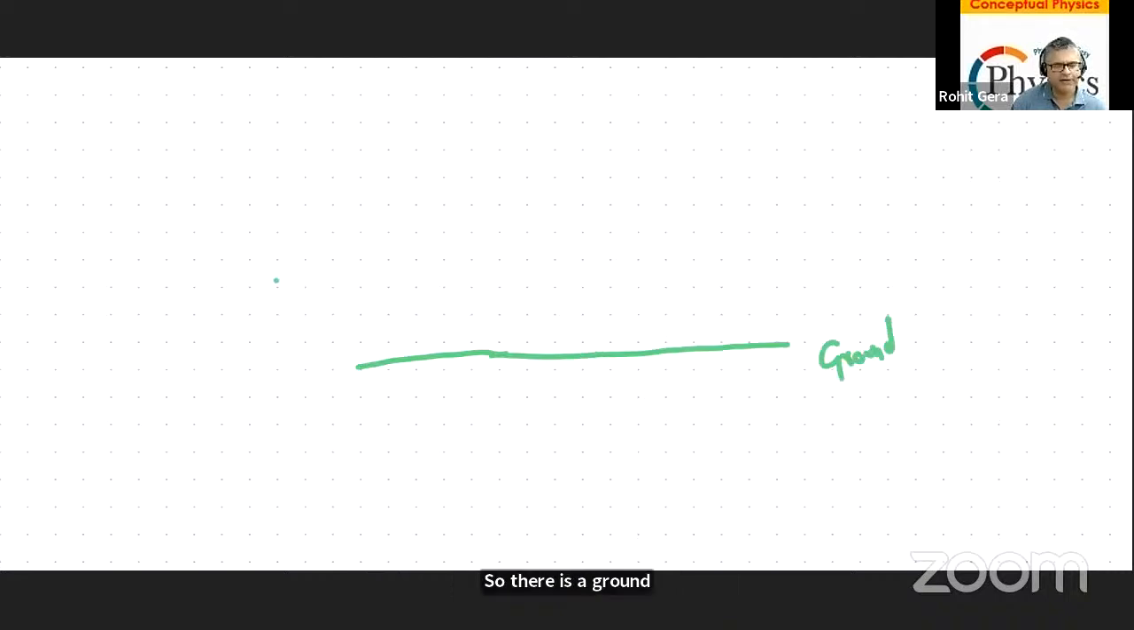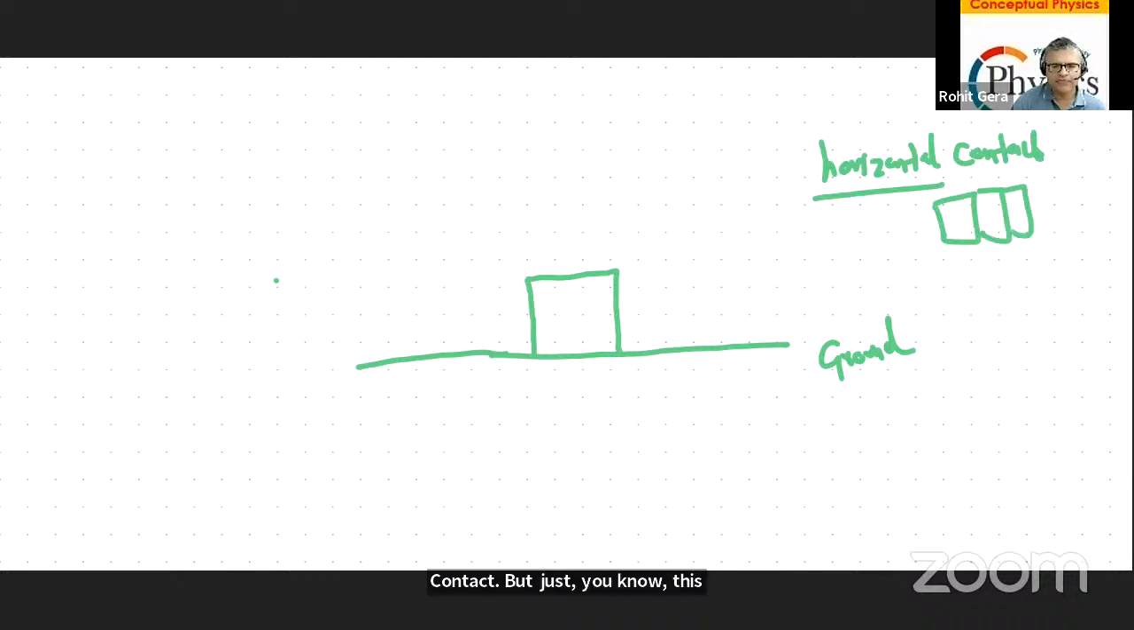This is the ground, right? Now you have a block. So what we studied earlier was horizontal contact, which is this situation, which is horizontal in nature. But you can also have vertical contact, right? So this mass is now pressing the earth with a weight of its own, which is mg.